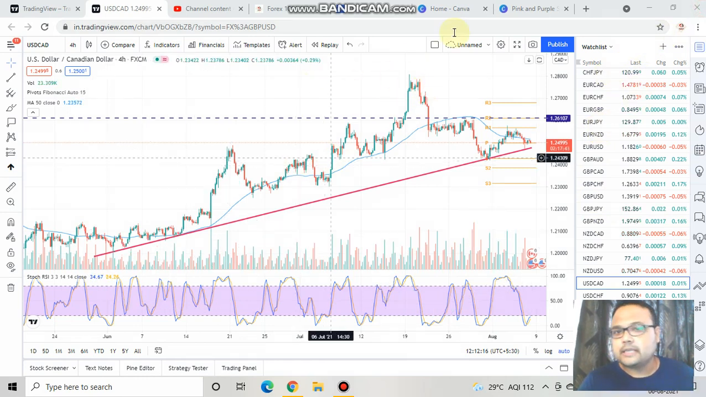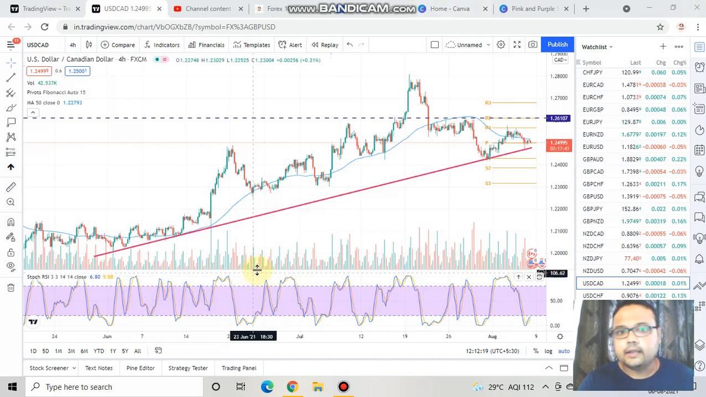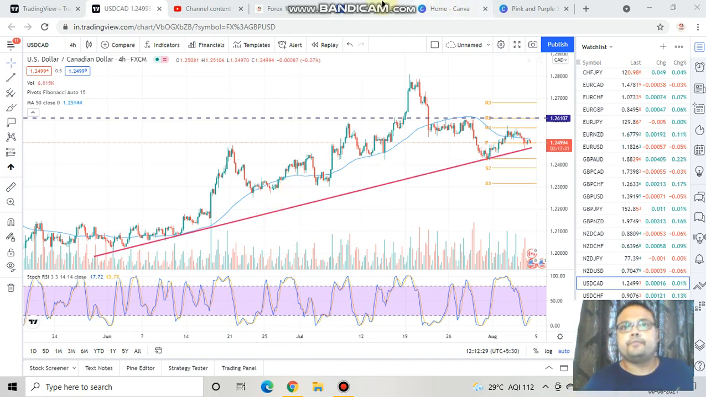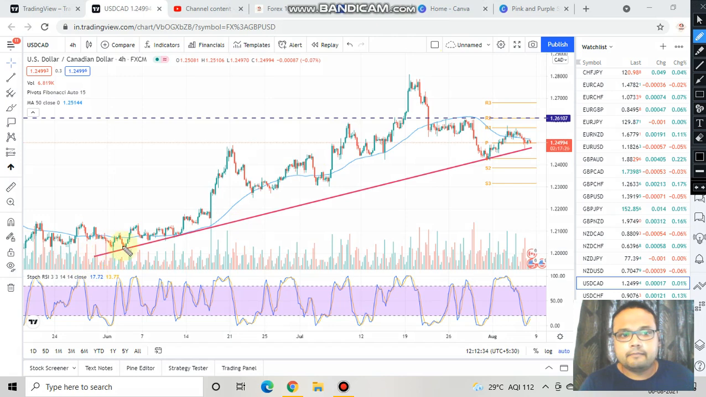As you can see here, I have drawn a trend line, and if you do not have this trend line in your charting platform, then my dear friend, I'll request you to draw this trend line so that you can understand the market better. Here you can see that this trend line is acting as a dynamic support to the market, because whenever price is coming down, it is trying to provide support to the market.